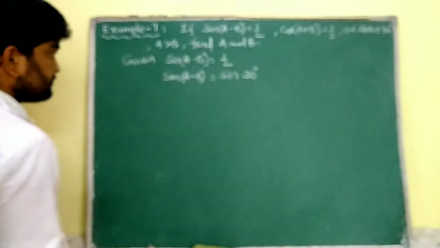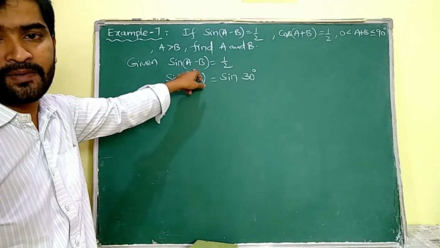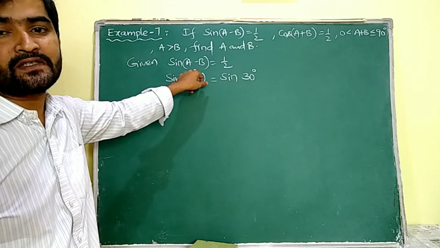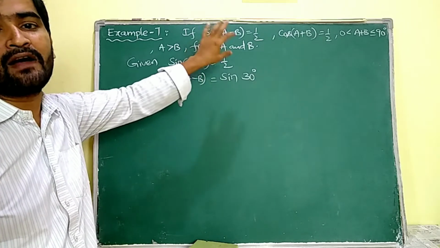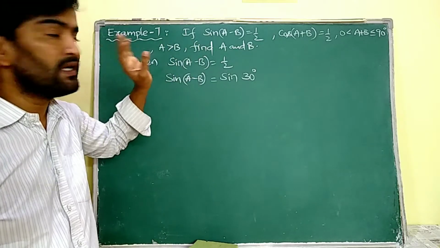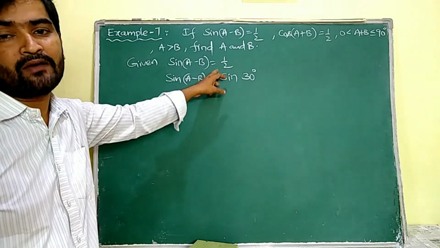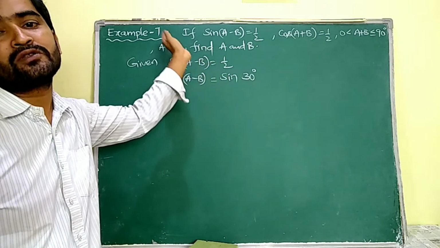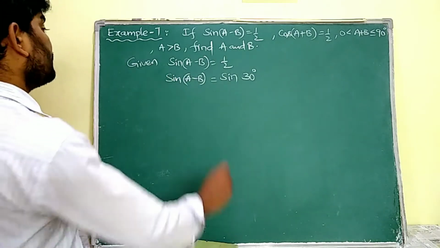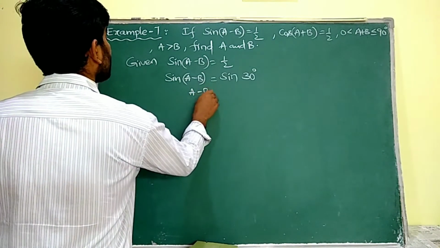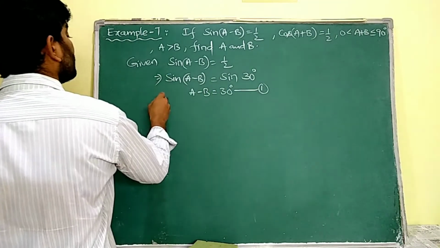Okay, if I want to calculate any unknown values in a trigonometric ratio, then my first strategy is to convert the given trigonometric ratio and the value into the same trigonometric ratio. Here I have sin(A minus B) is equal to 1 by 2. So I have to convert this 1 by 2 into a sine angle. Then both sides' sines are removed, and you obtain the equation A minus B is equal to 30 degrees. This is your equation 1, by comparing both sides.